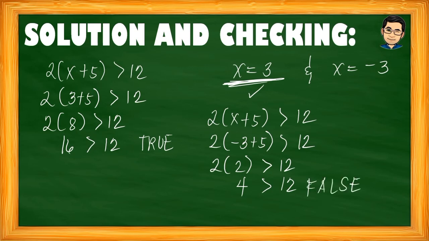Ibig sabihin po, hindi po pwede yung mga negative integers. So, tama nga na ang answer natin kanina is x greater than 1. So, lahat lang ng numbers greater than 1 ang magiging solusyon. Hindi po kasama yung mga negative.